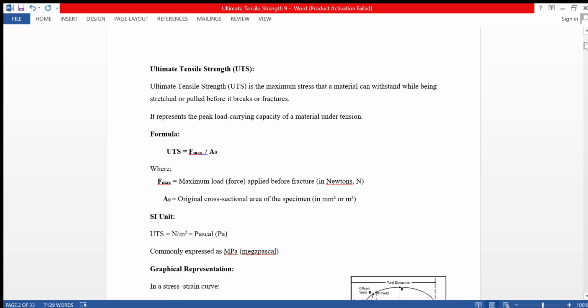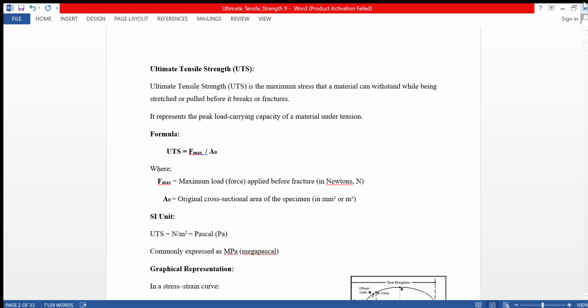Formula: UTS is equal to F max over A naught, where F max is the maximum load applied before fracture, and A naught is the original cross-sectional area of the specimen in millimeter square or meter square. As a unit, UTS is equal to Newton per meter square or Pascal, commonly expressed as megapascals.